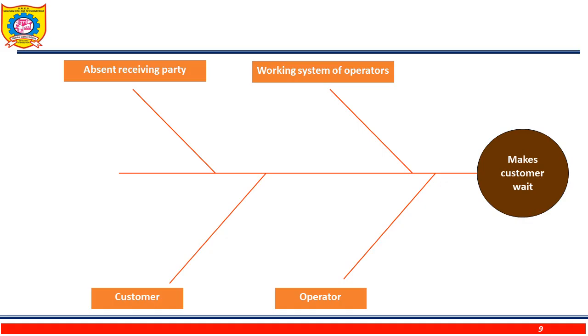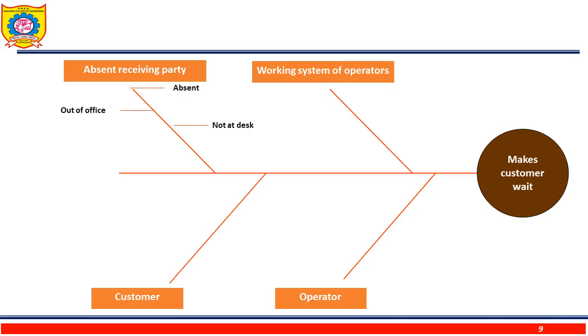So this is one example. Here the problem is that it makes the customer wait. There is one system, one process, where the customer is waiting. So why does the customer wait? There are different reasons. The first one is an absent receiving party, so no receiving party is there for attending the customer. The second one is the working system of operators, which may pose a problem. This can be a major cause. Then the customer is one major cause, and the operator is also one major cause. How? Let us see here.